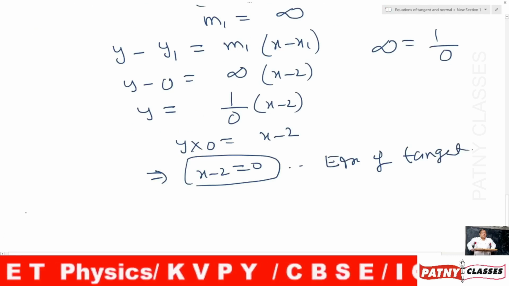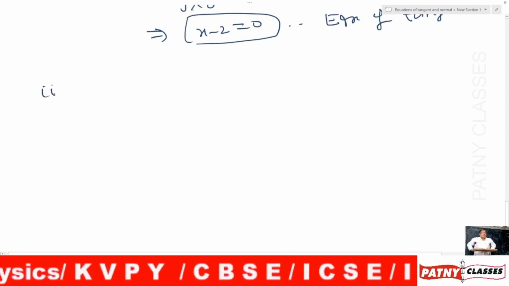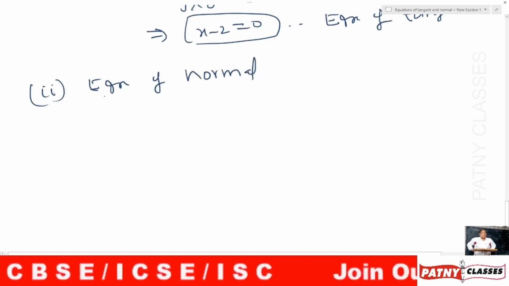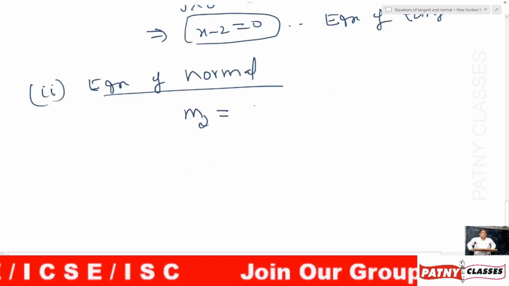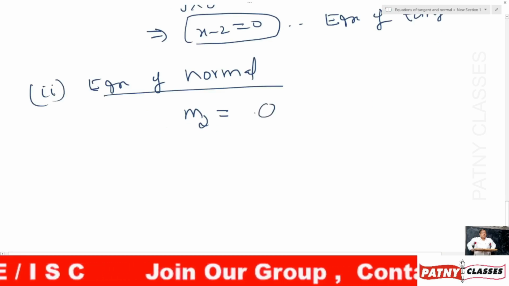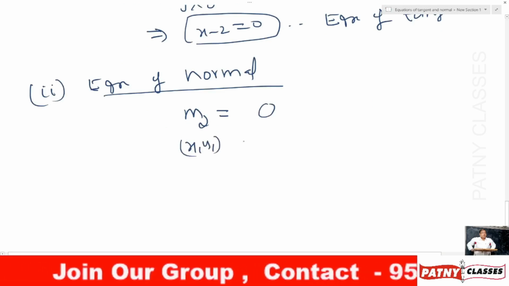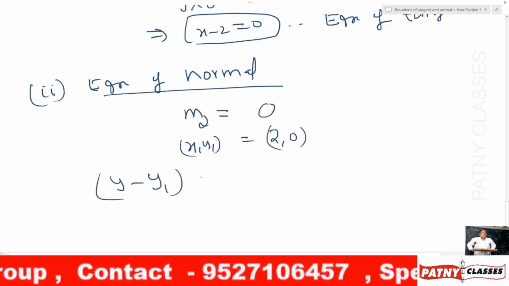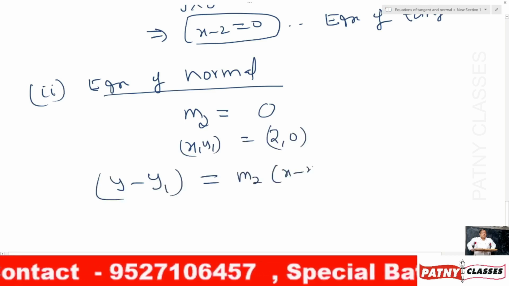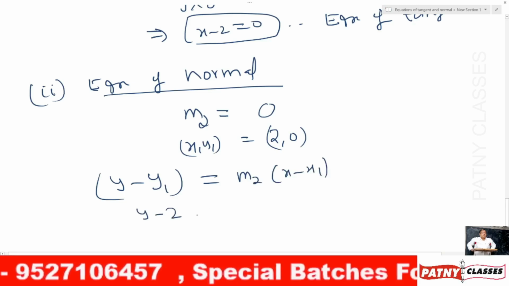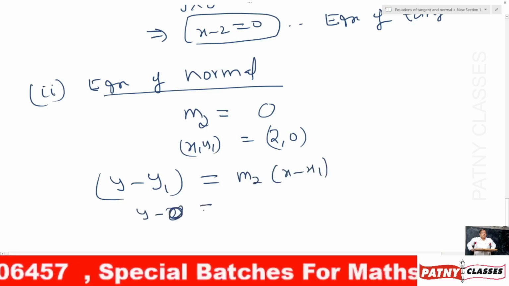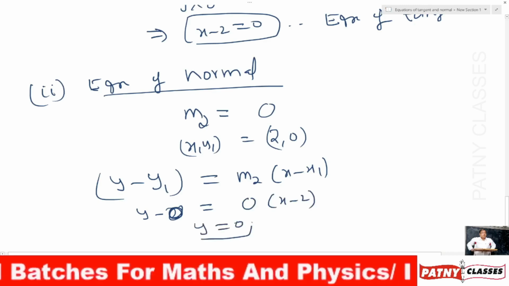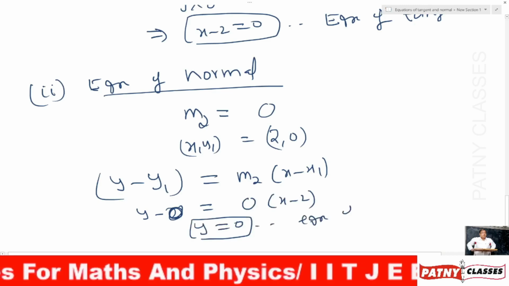Now our second aim is to get the equation of normal. And how to get the equation of normal? Again, m2 equals 0 and the point of contact (x1, y1) is equal to (2, 0). Again putting in the equation, y minus y1 equals m2 times (x minus x1). So y minus 0 equals 0 times (x minus 2). So y equals 0. This is the equation of normal.